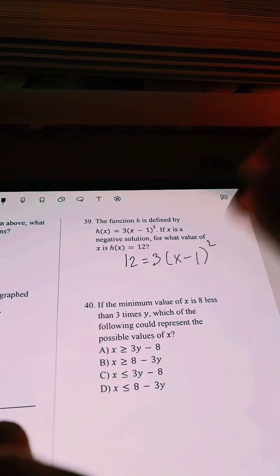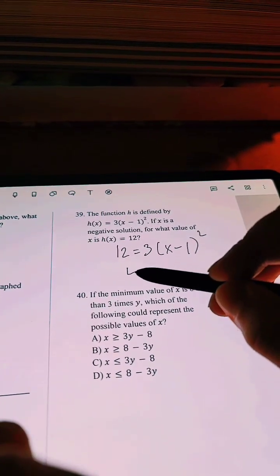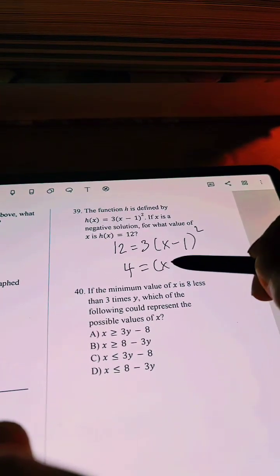So now what I'm going to do is divide by 3 on each side. So that's going to be 4 is equal to x minus 1 squared.